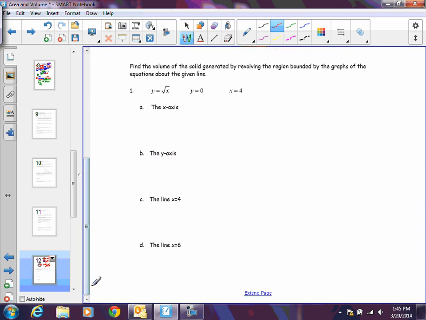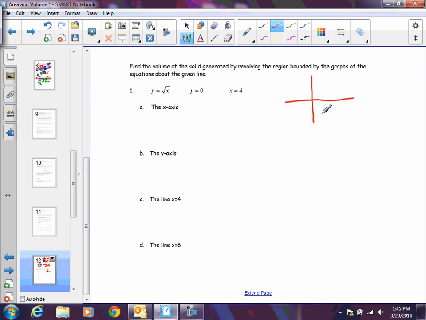All right, so we get to this problem, and I give you these functions, and then I tell you we're going to revolve the region bounded by the graphs about the given line. The first two have to do with the x and y axis. These are generally easier scenarios. And then these two have to do with lines that are not the x and y axis, although we're going to use the same properties on all of these. So the first thing we need to do is graph these.